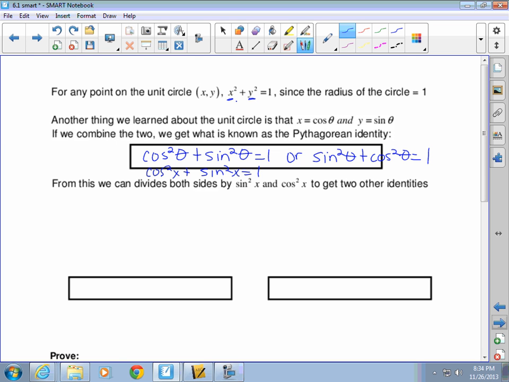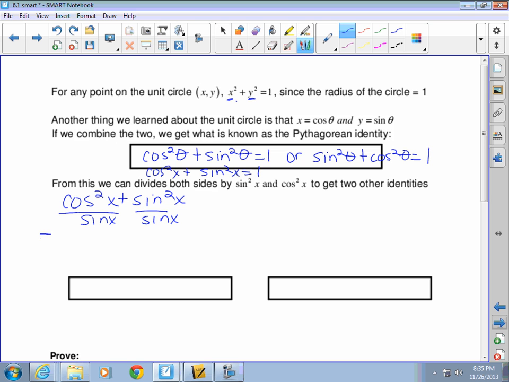So from that basic Pythagorean identity, we can manipulate it so that we can get some other identities. From this we can divide both sides by sine squared x and cos squared x to get two other identities. So cos squared x plus sine squared x, or theta, we're going to do it twice. First, we're going to divide everything by sine, and then we're going to divide everything by cos. So if I start with first this, cos squared x plus sine squared x, and I divide both sides by sine x.